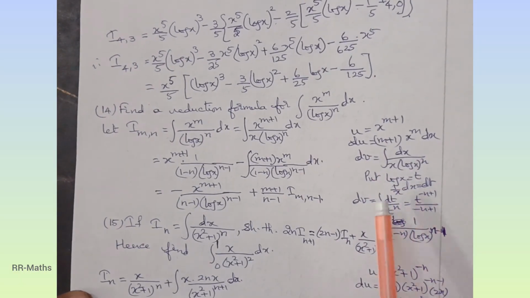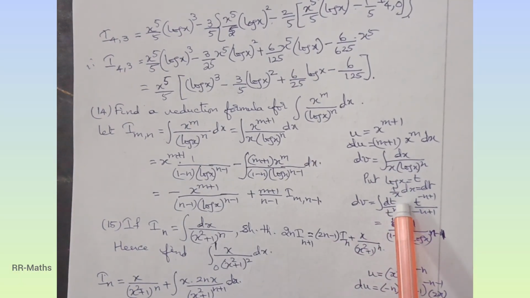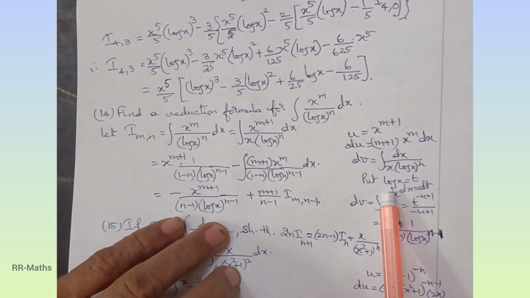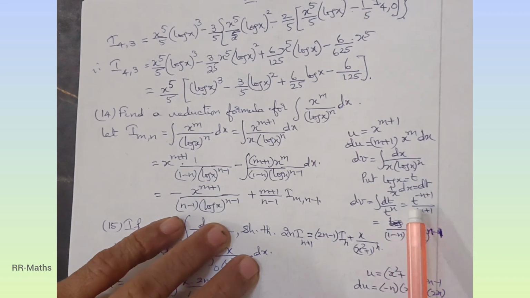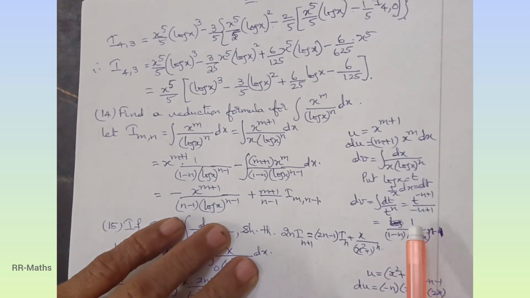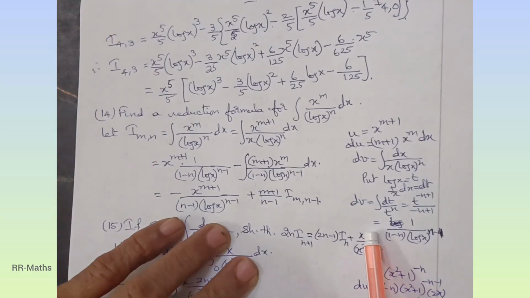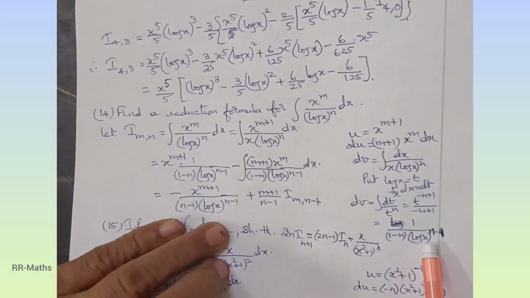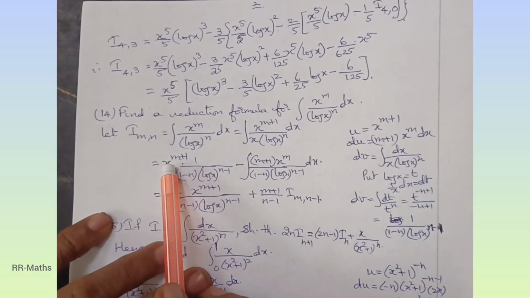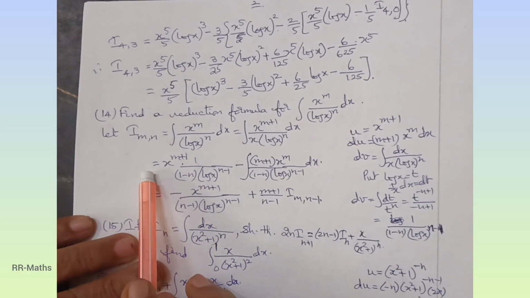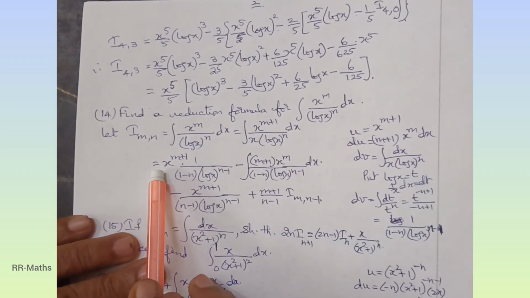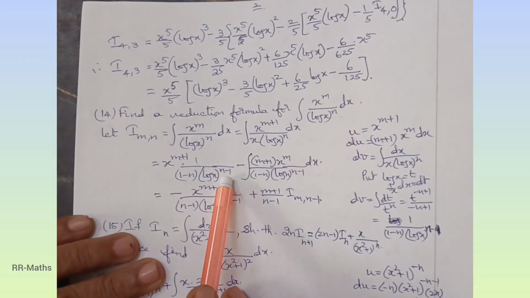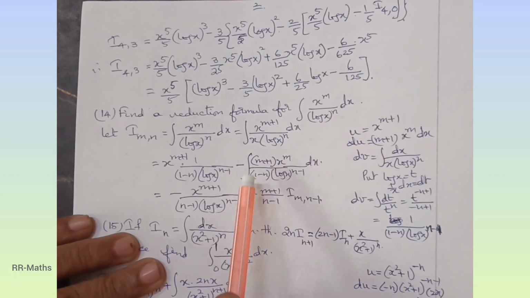So this dv will now become the integral of dt by t^n, and when you have it in the numerator it is t^(-n). So when you integrate that, you get t^(-n+1) divided by (-n+1). So replace your t, so that gives you 1/(1-n) into (log x)^(n-1). So use integration by parts here. So I(m,n) is equal to uv. So that gives you x^(m+1) into 1/(1-n) into (log x)^(n-1) minus the integral of v du.